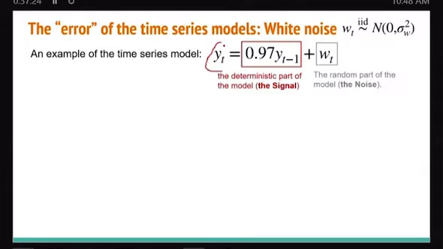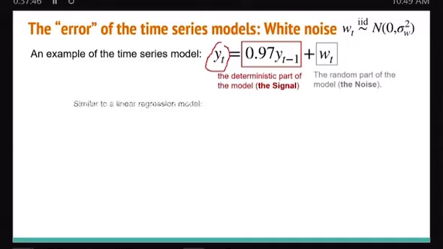Your YT is contaminated with signal and a noise. And what we now want to do in the analysis, if we really want to understand this scenario, is to filter out the noise. Does that make sense? Okay.